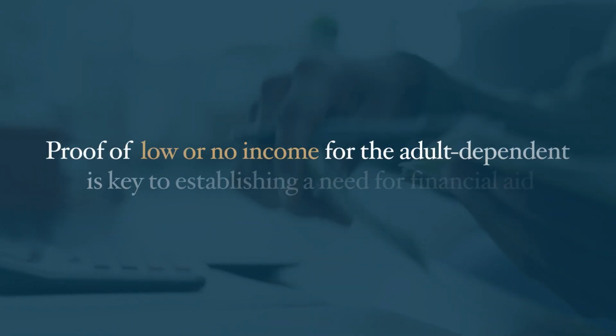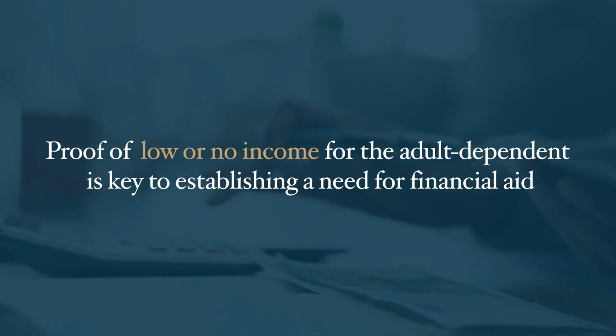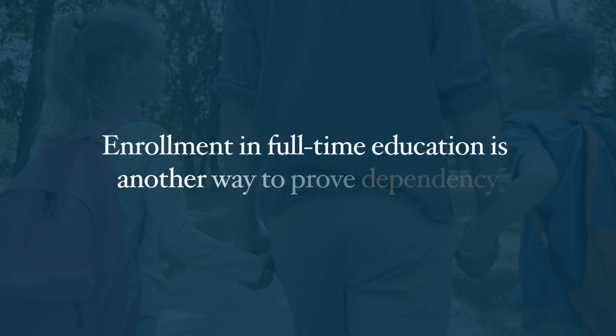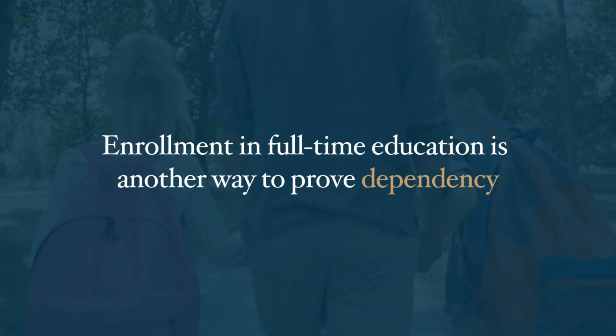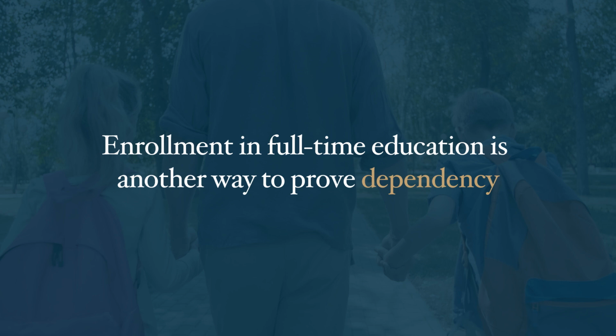Proof of low or no income for the adult dependent is key to establishing a need for financial aid. Proof of having the same address as the main applicant or spouse and that it is registered in the name of the applicant means that these adult family members also rely on the applicant for housing costs. Enrollment in full-time education is another way to prove dependency, especially if the main applicant or spouse can prove they are paying tuition.